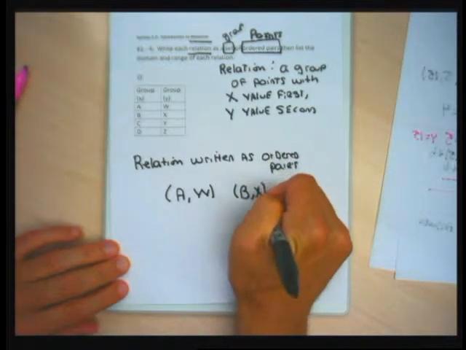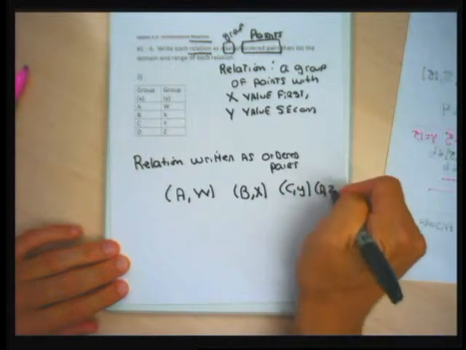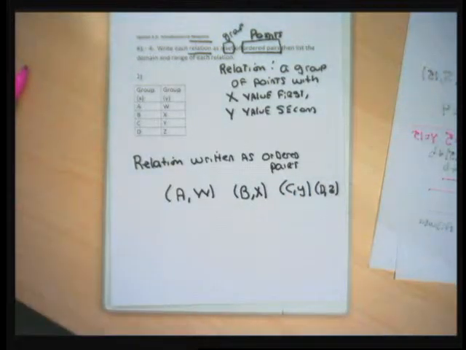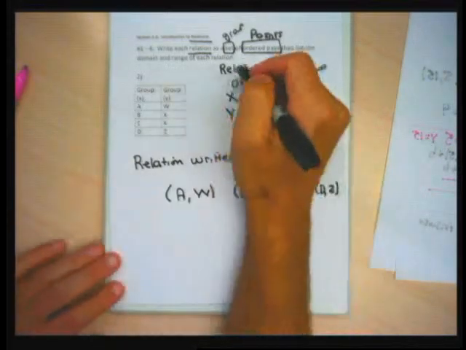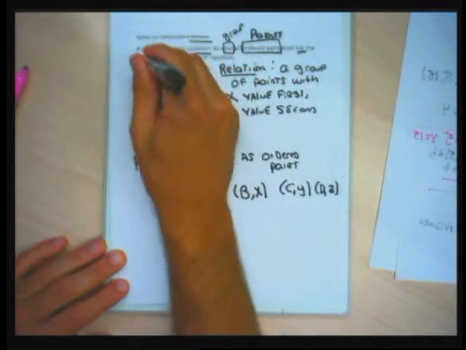B gets paired with x, C gets paired with y, and D gets paired with Z. So those are the points or the ordered pairs that are implied by that table or that relation. That's only 1/3 of the stuff I have to do for problem 2. The second thing I do, it says list the domain.